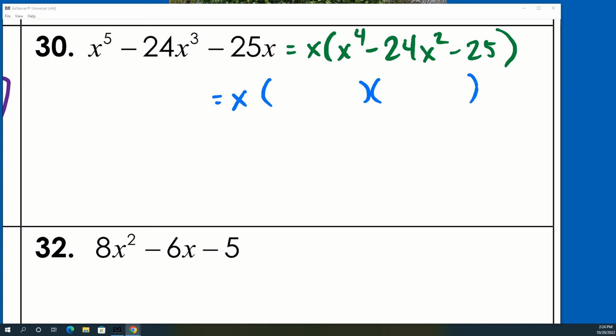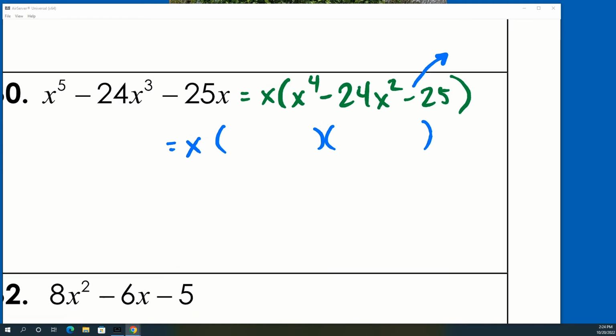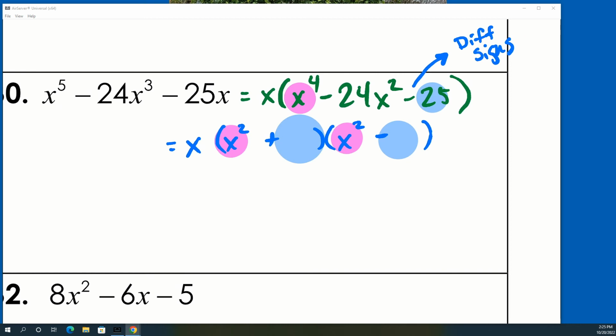Right. And then we're just going to go through the same process all over again. So if this last one is a minus, I know my signs are going to be different. So 1 plus 1 minus. I want to multiply to get x to the fourth again. So I know it's going to be x squared and x squared. And then these two need to give me my 25. So we look in the box for 25 factors and find numbers that either basically add or subtract to get 24.